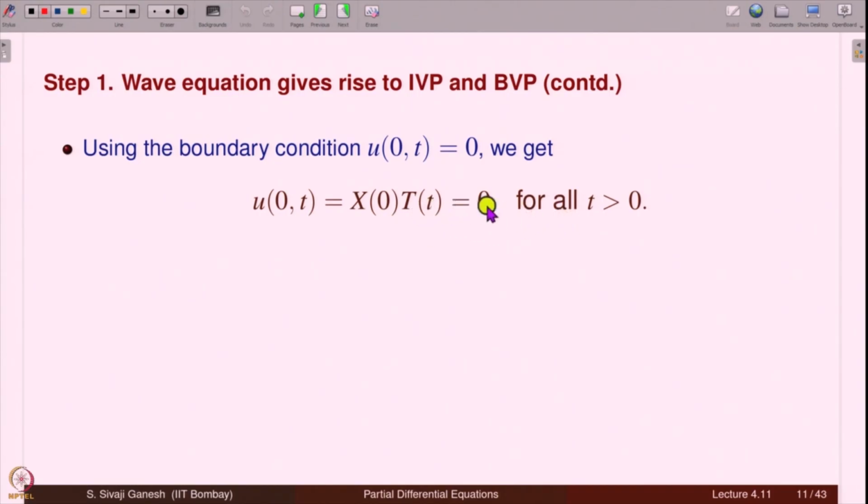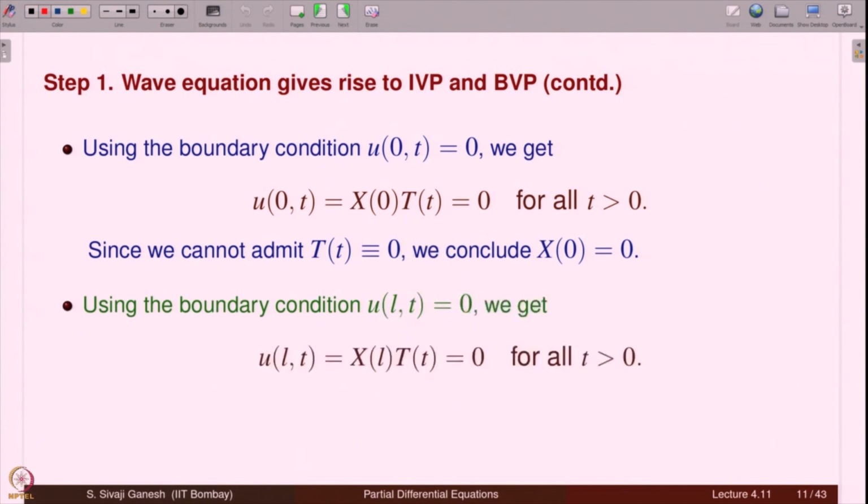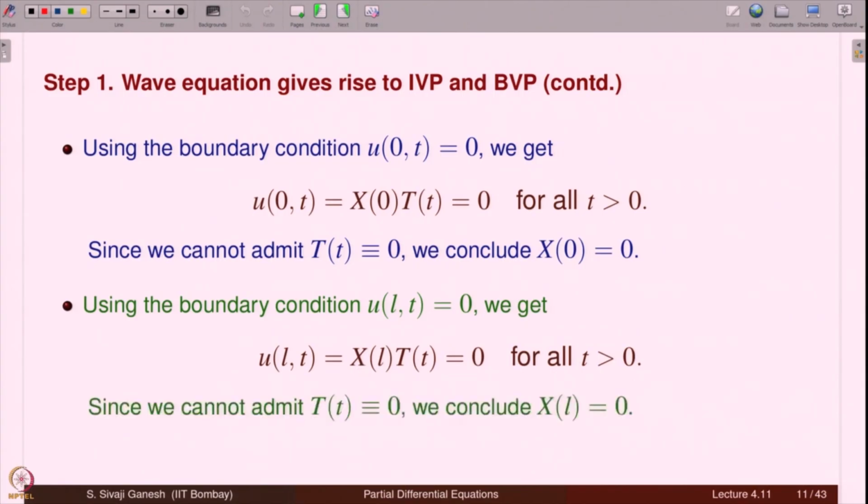Once T is identically equal to 0 function, then X of x into T of t will be identically equal to 0 function. So, we are not doing any great job in finding a 0 solution. So, we are not interested in that. So, we do not want to admit T to be identically equal to 0, therefore, we conclude X of 0 is 0. Similarly, we have one more boundary condition u of L t equal to 0, from which we get X of L into T of t equal to 0, therefore, for the same reasons X of L equal to 0. So, we have got boundary conditions for X. What are those? X of 0 equal to 0 and X of L equal to 0.